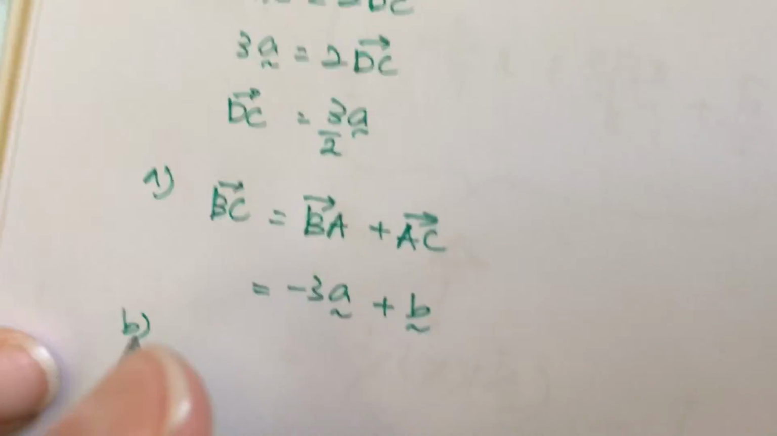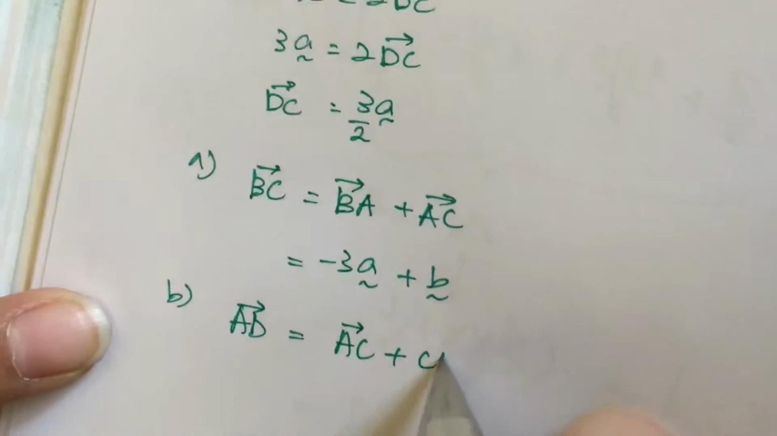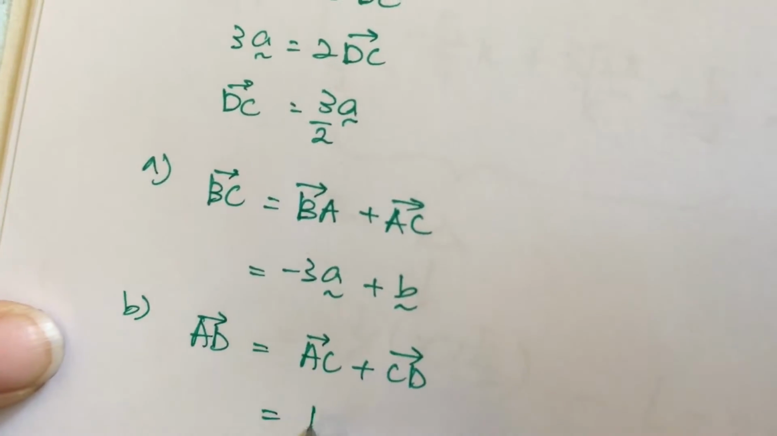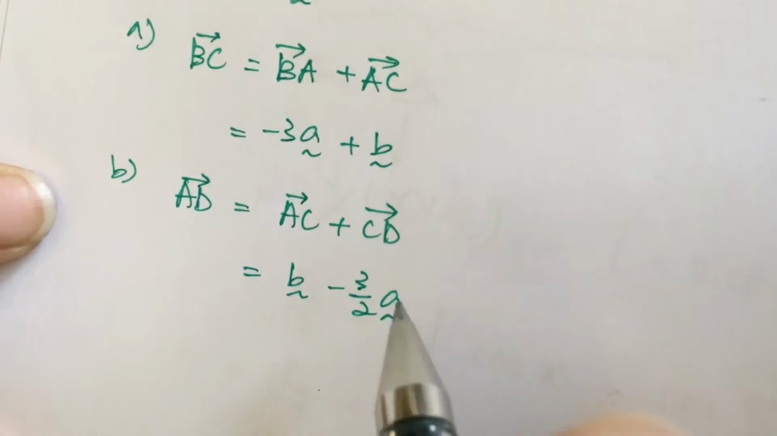Then question B, AD. How do we travel from point A to D? AC plus CD. Minus 3 over 2 A. CD is negative 3 over 2 A. Good job.